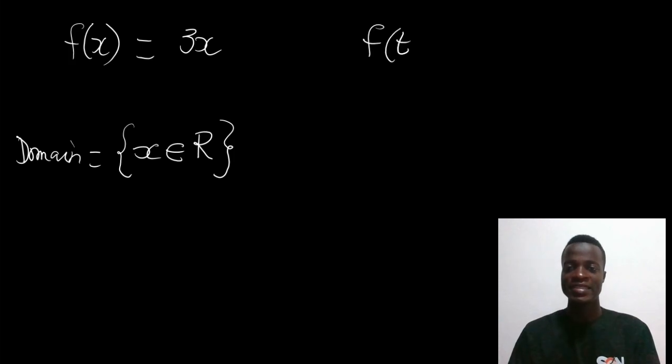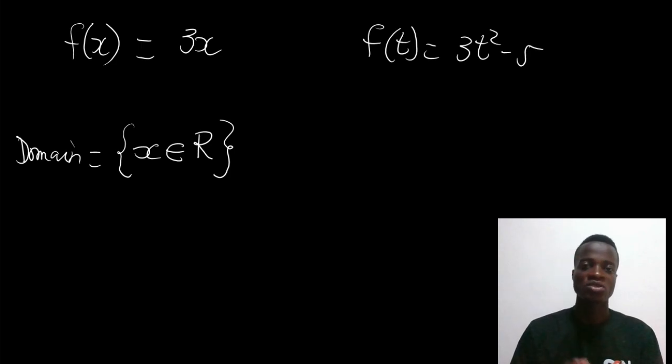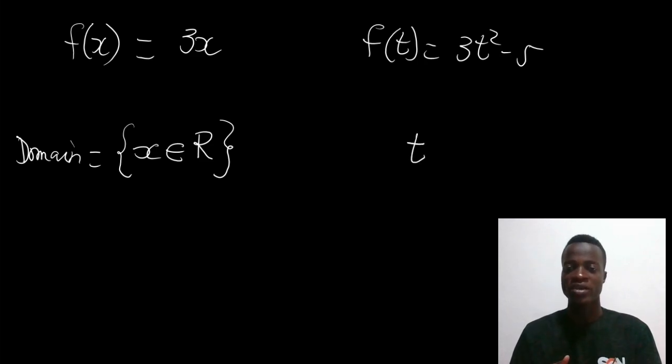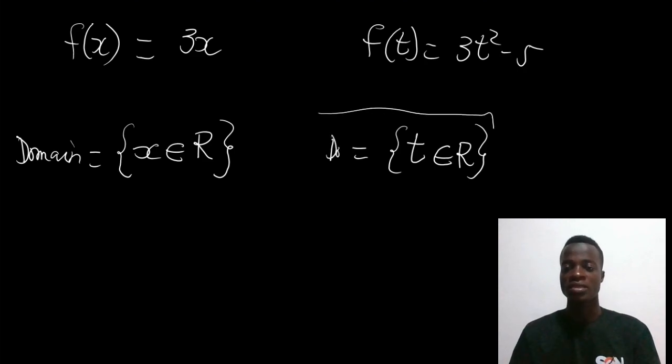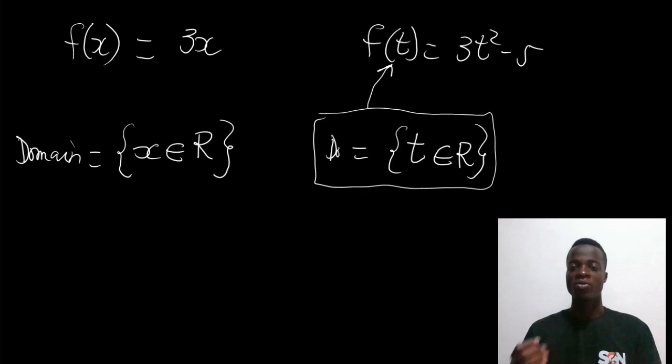I have f of t is equal to 3t squared minus 5. Again, there's no division, there's no square root. So what do you think will be the domain? The input variable for this particular function is t. It should be a member of all real numbers. Basically, that's it. You have to state that the domain is equal to this. So all the inputs that can go inside should be all real numbers, or t belonging to all real numbers.